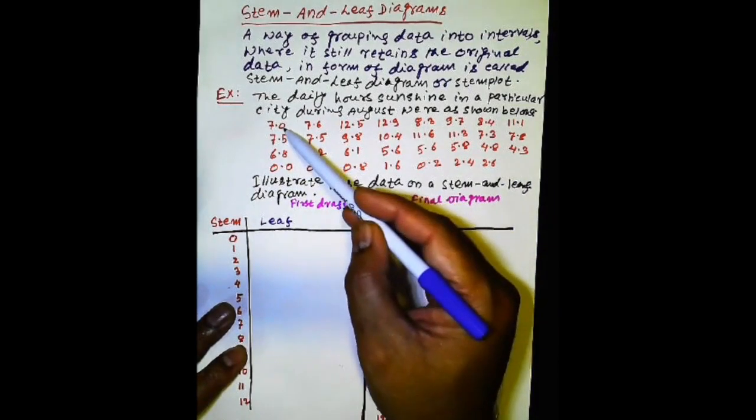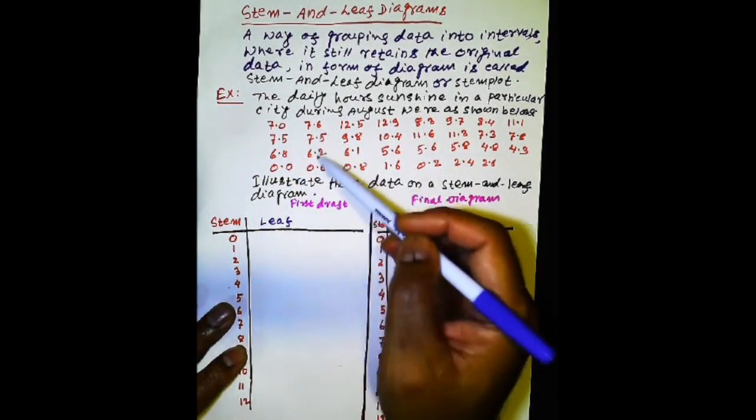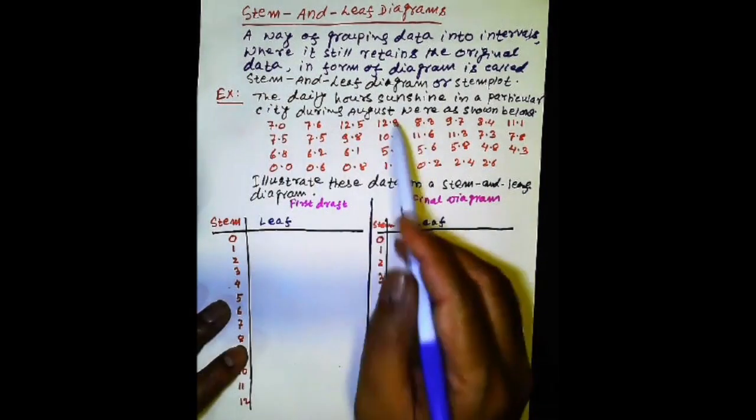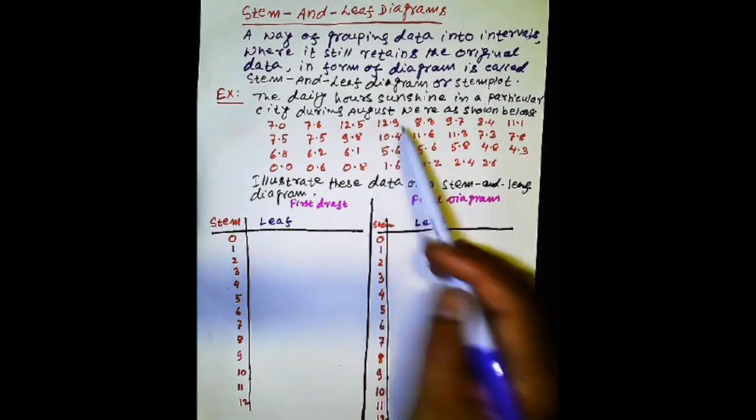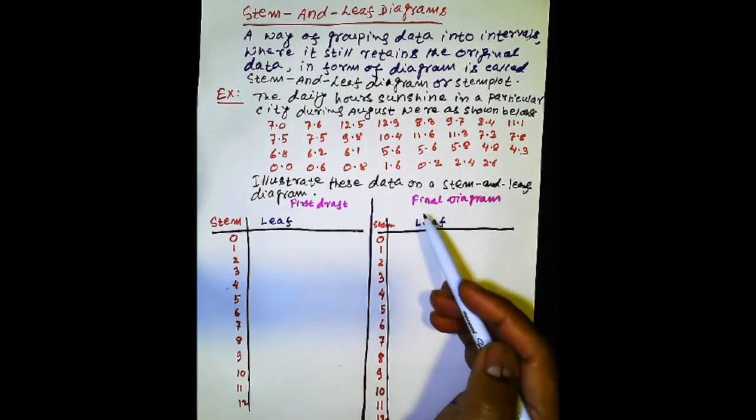So let me count. 1, 2, 3, 4, 5, 6, 7, 8, 9, 10, 11, 12, 13, 14, 15, 16, 17, 18, 19, 20, 21, 22, 23, 24, 25, 26, 27, 28, 29, 30 and 31 days. So there are 31 days in the month of August, and this is the information of sunshine in that month. Now the question says: illustrate this data on a stem and leaf diagram.